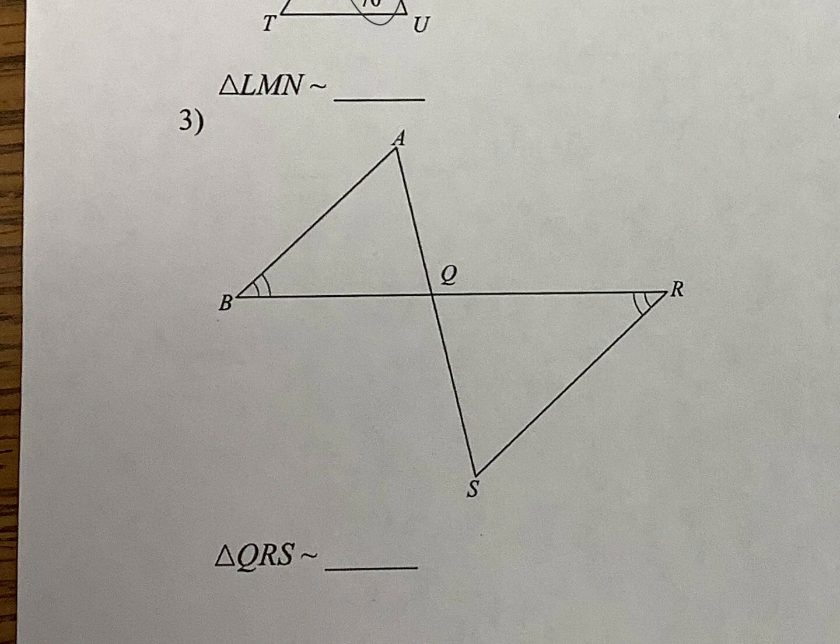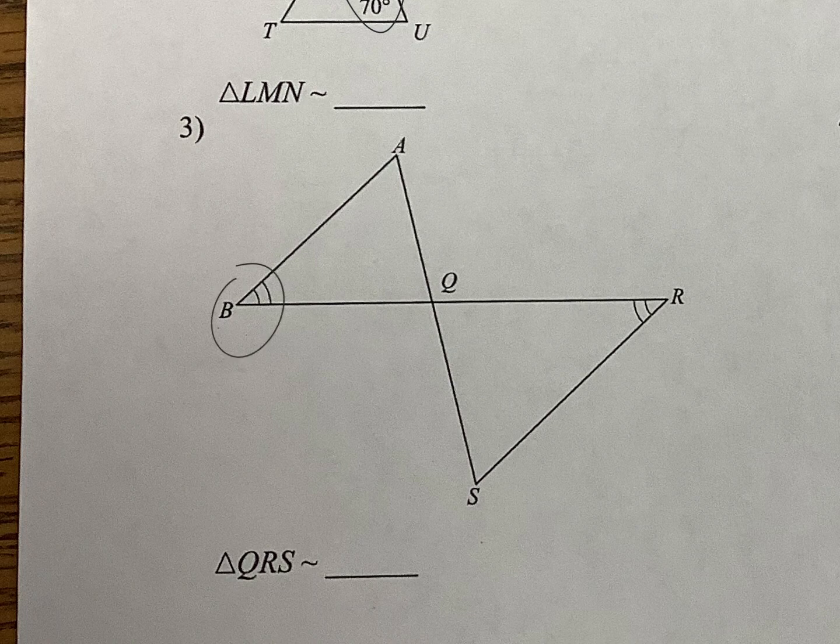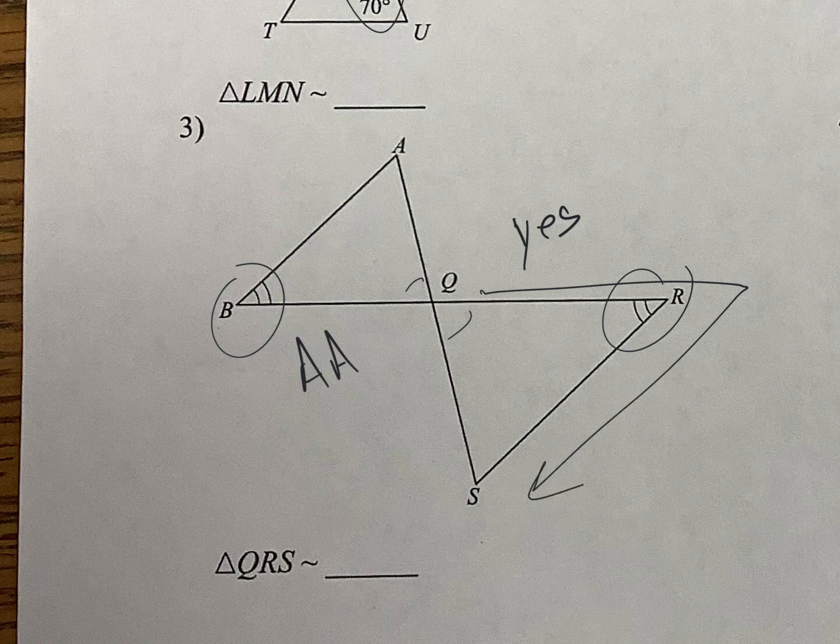So we have angle B and angle R are the same, and then we have vertical angles. So again, this would be yes, they are similar. Angle, angle, similarity. So triangle QRS, so Q to R to S, is going to be similar to triangle Q to B to A. So you have to have that in the right order. Remember, order means everything. You have to have the right order. All right, so there's three things on there.